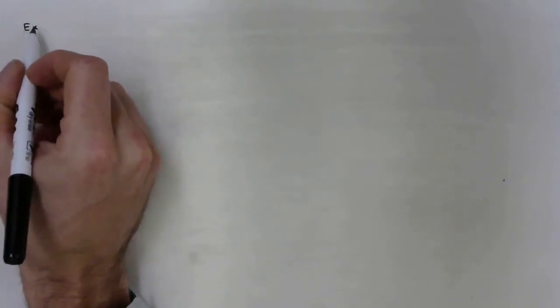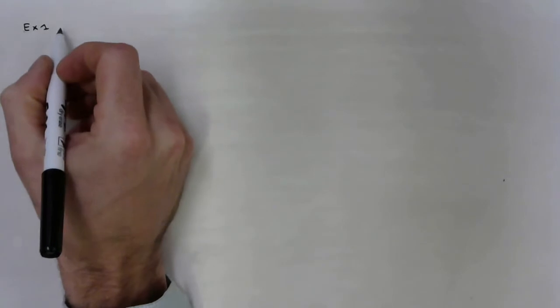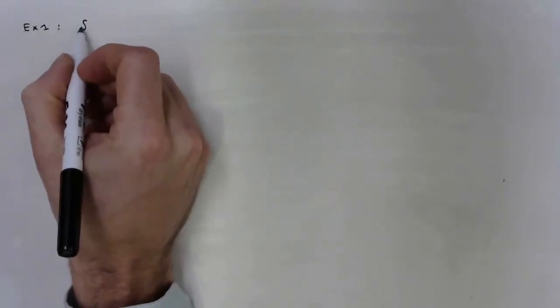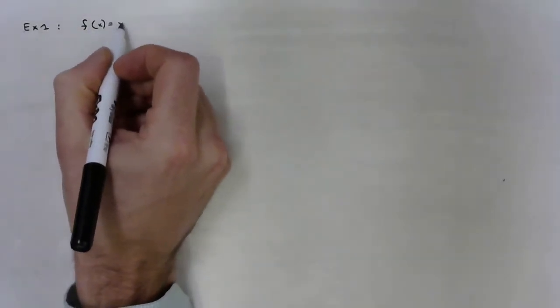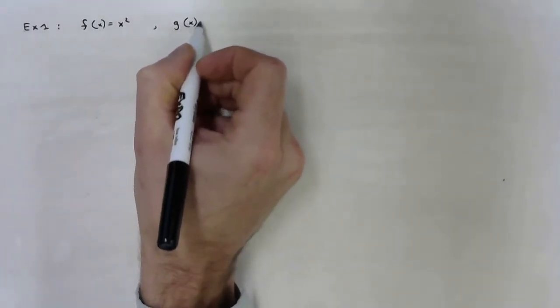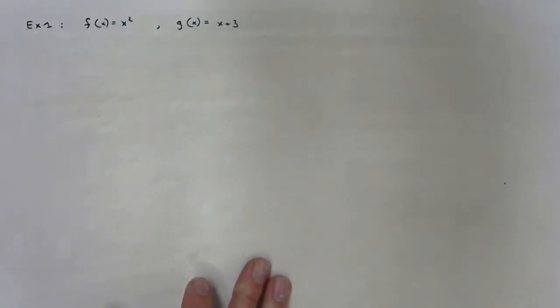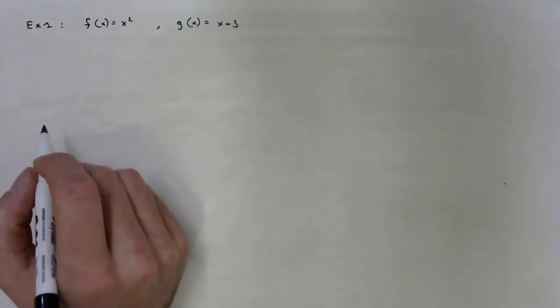All right, I believe in your booklet the pieces of example 1 are named incorrectly. Example 1, what we're given is f of x equals x squared, and g of x equals x plus 3. Those are going to be the functions that we work with, and we're going to combine them in different ways, different compositions, different ways to bring them together.